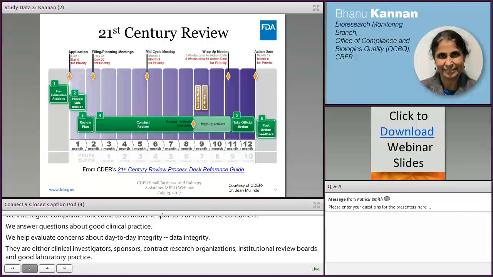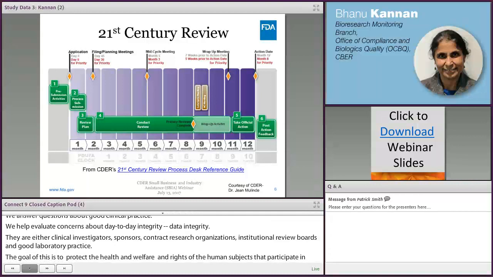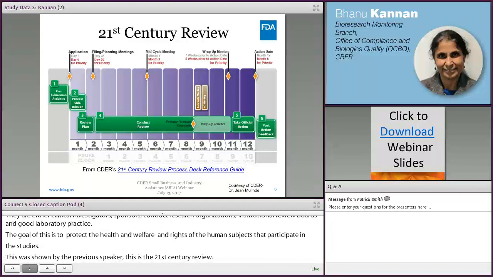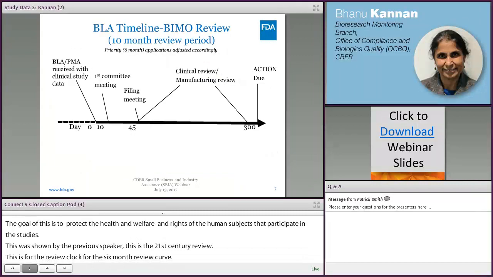So this was shown by the previous speaker. This is the 21st century review. And this is for the 10-month review clock. And for the 6-month review clock, everything will be even shorter. So this shows briefly our review process.